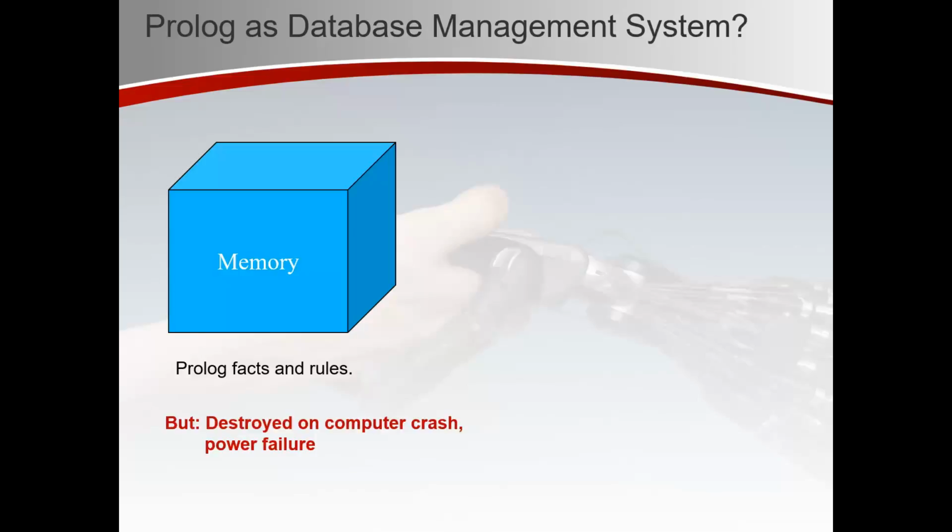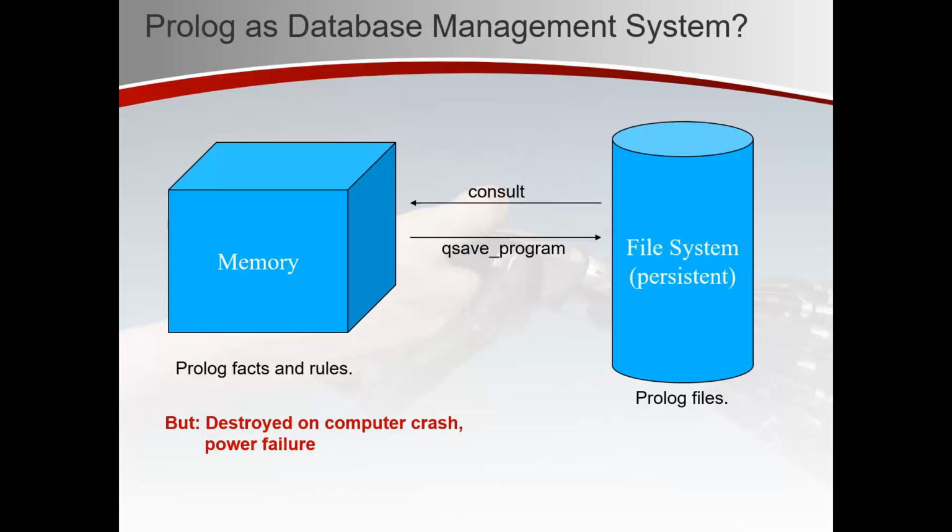Drawback is that this data is destroyed when the computer crashes, when we have a power failure, when someone turns off the computer, and so on. So it's not reliable memory. To have reliable or persistent memory, we have to have some kind of file system, for example, in Prolog, where we can consult our files from, or we can save the programs to.